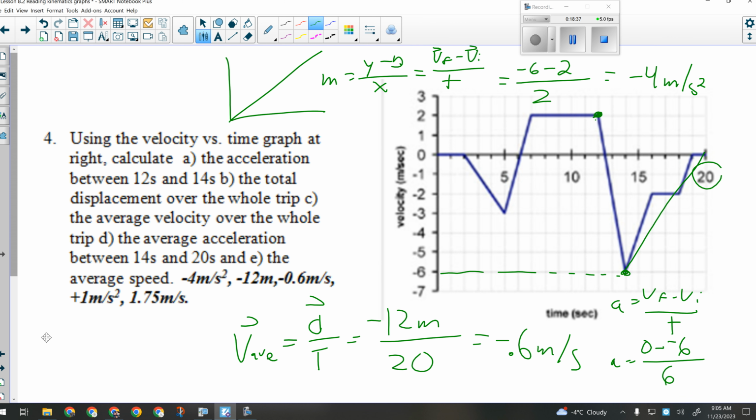Okay, so I got 35 meters as my total distance. I've got to divide that by 20 seconds. Pretty sure that's what it's going to come out to. Yep.